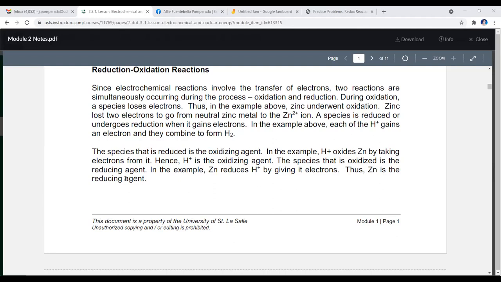In our case, we can write here, let me annotate to simplify what is written in the paragraph. Your zinc undergoes oxidation, and it is the reducing agent. Your hydrogen undergoes reduction, and it is the oxidizing agent.